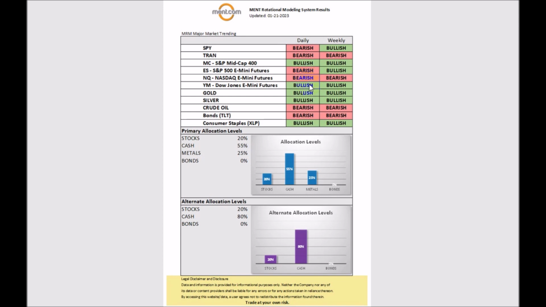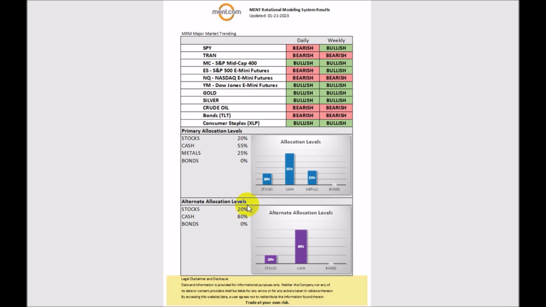It could be a very good reversion trade. I've talked to you about that. But we're staying 20% stocks, 55% cash, 25% metals, which is our hedge position, which is actually working out extremely well right now. And as an alternate allocation, we have 20% stocks, 80% cash.